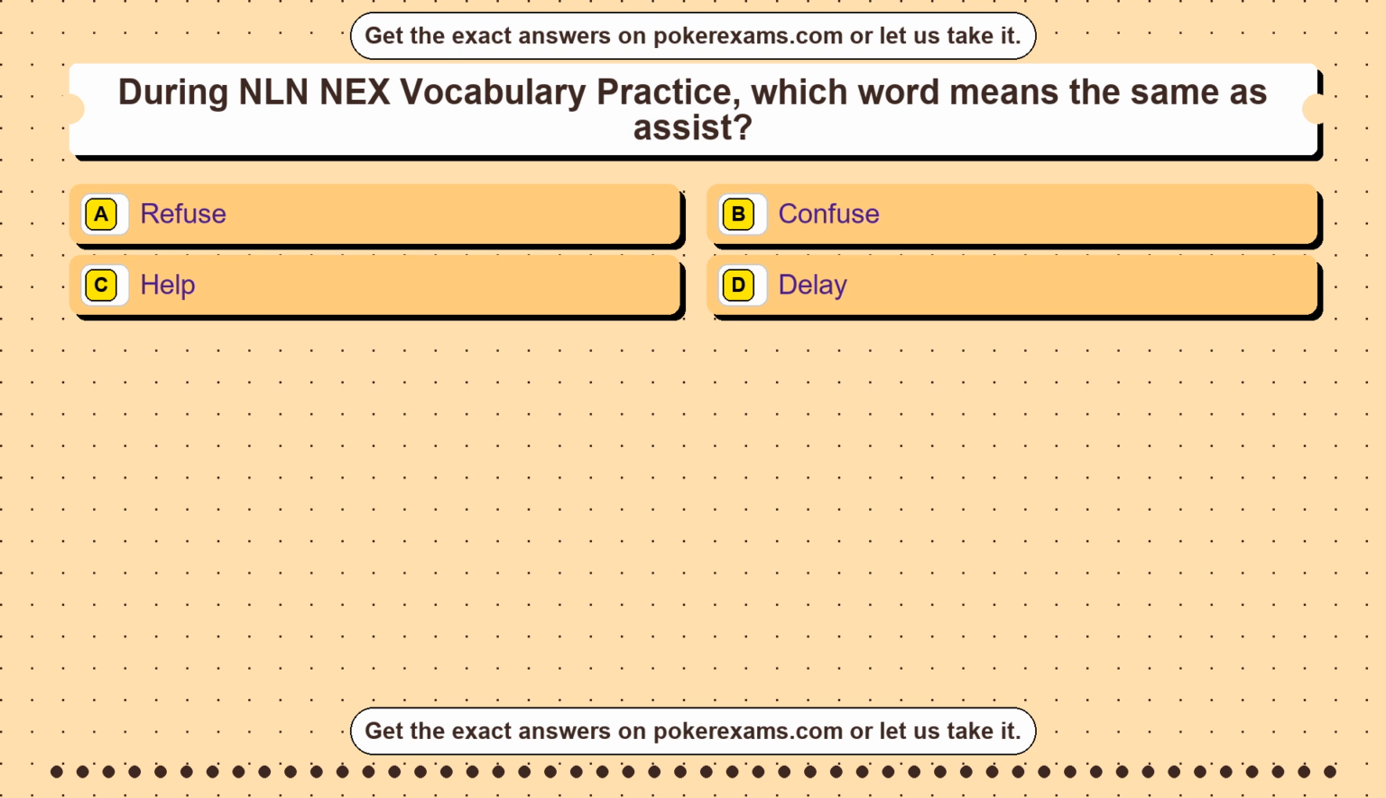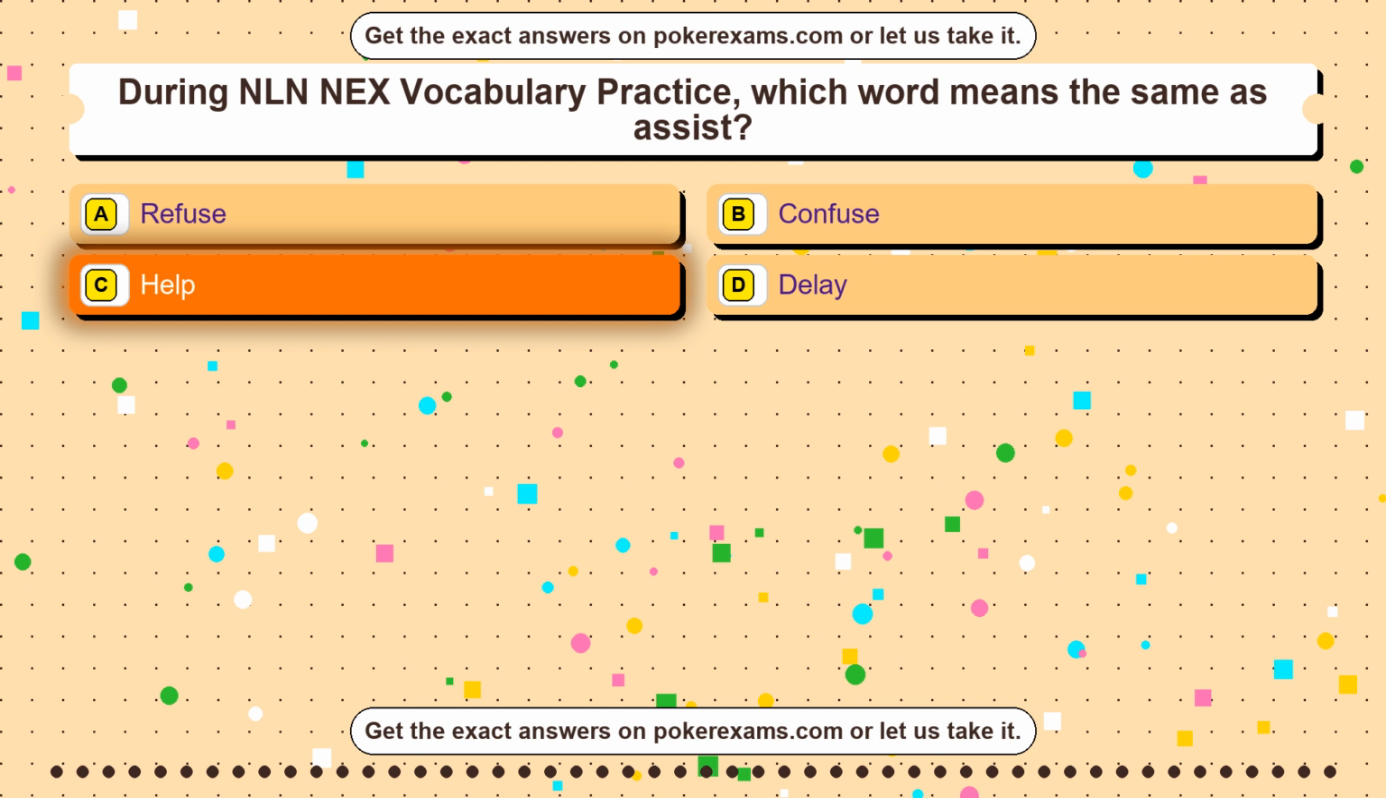Question 11. During GED test prep, which graph is best for showing change over time? Option A, map. Option B, Venn diagram. Option C, line graph. Option D, pie chart. The correct answer is option C.